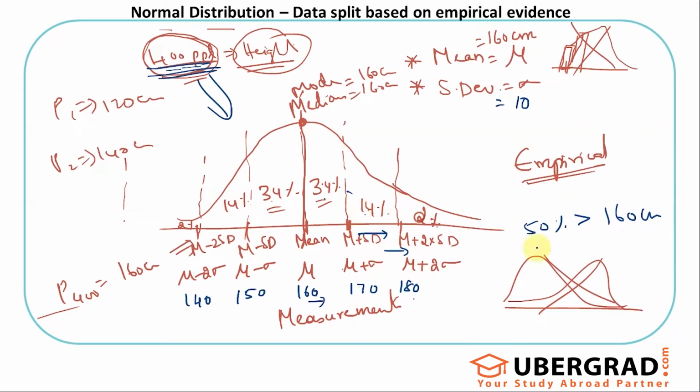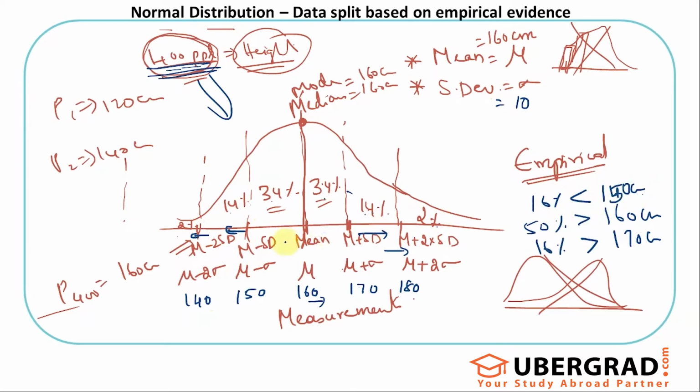So I know 14 plus 2, 16%, is taller than 170. If I ask you how many people are shorter than 150, shorter than this is to the left, less than 150, is 140, 147, all of those things, right? 14 plus 2, so 16% of them are shorter than 150 centimeters.